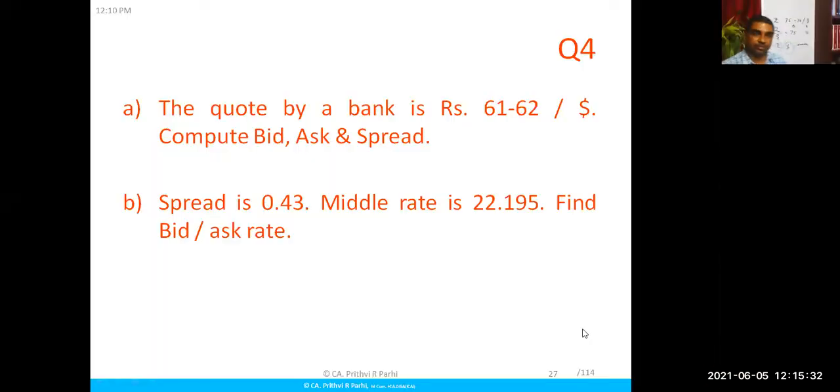Now please read part B of the question. Spread is 0.43, middle rate is 22.195. Find bid and ask rate. This you please try to solve. You know what is spread, what is middle rate. Let us see how many of you are able to solve it. Will you be able to solve it? Yes, sir.